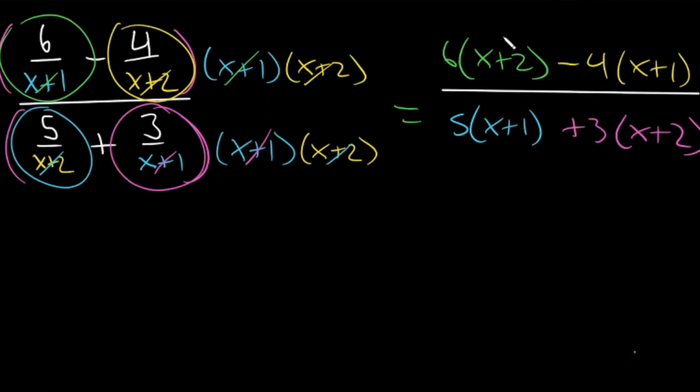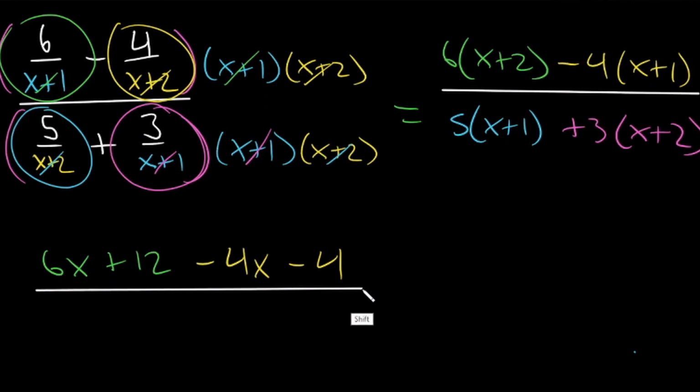So let's distribute out, and then we can combine terms. So first, 6 times x plus 2. We have 6x plus 12. Negative 4 times x plus 1 would be minus 4x minus 4. Blue. 5 times x plus 1 is 5x plus 5. And finally, 3 times x plus 2 would be 3x plus 6. Now, all that's left to do is combine terms.